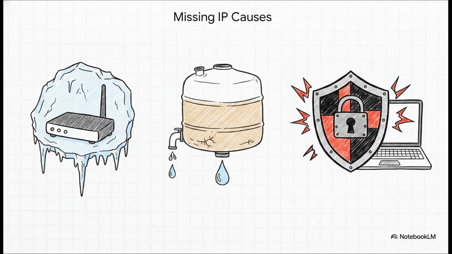Now, as a technician, this is your cue to immediately stop checking the cables. The issue is digital. You're looking at three main culprits here. 1, the main router is just frozen or turned off. 2, the DHCP pool, basically the router's inventory of addresses, is 100% full. It's run dry, nothing left to rent out. Or 3, the network's MAC filtering security is actively blocking that specific device.